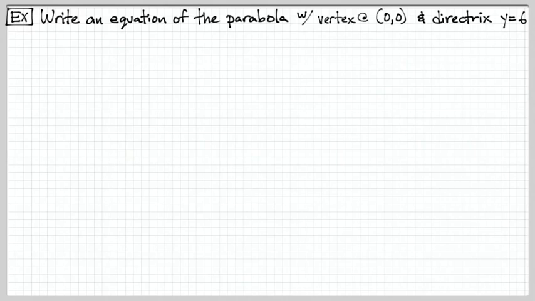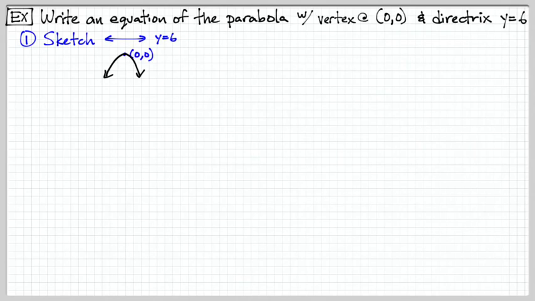Okay, now we're going to write an equation instead. So given some information, we have the vertex at 0, 0. We have the directrix at y is equal to 6. First thing we're going to do is sketch, and it could be a very simple looking sketch. We draw the directrix first.